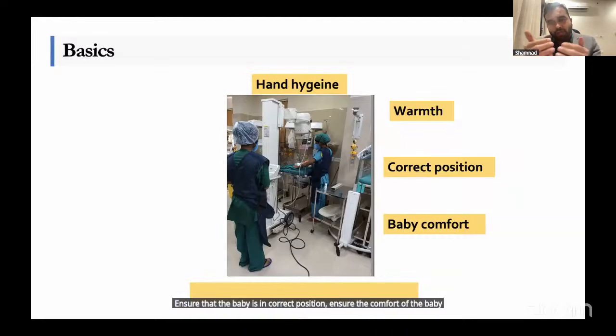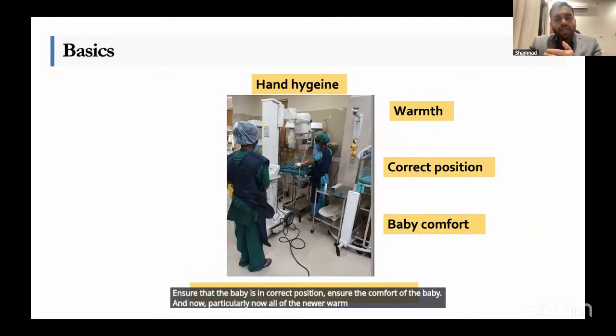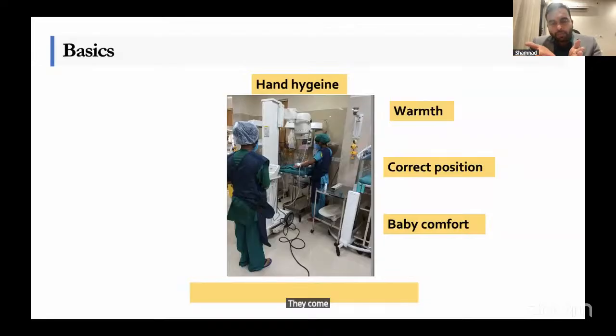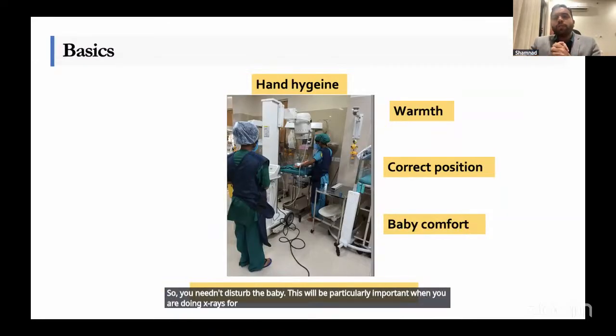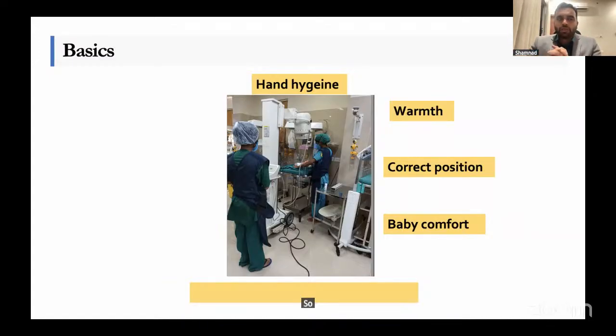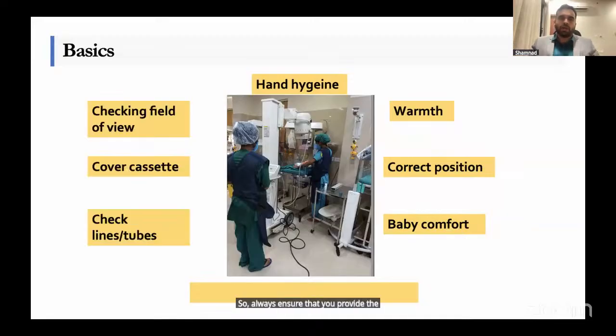Particularly now, all of the newer warmers come with a sliding port for the radiologist to keep the X-ray panel, so you needn't disturb the baby. This is particularly important when you are doing X-rays for intubated babies, babies with PPH and all, where we try to keep handling as little as possible. So always ensure that you provide the baby adequate comfort.